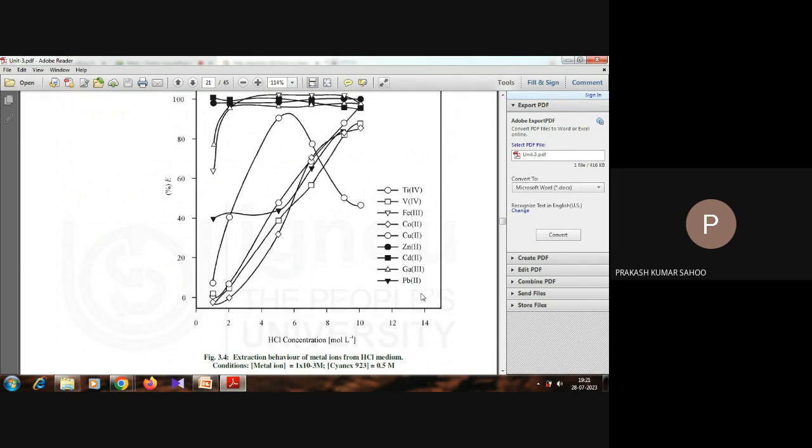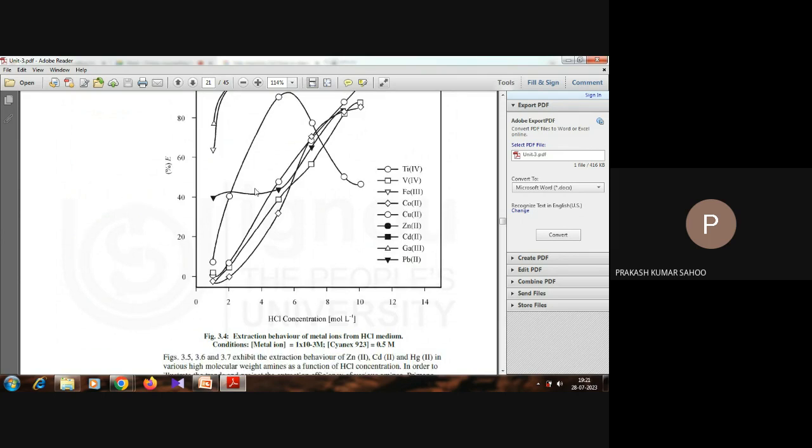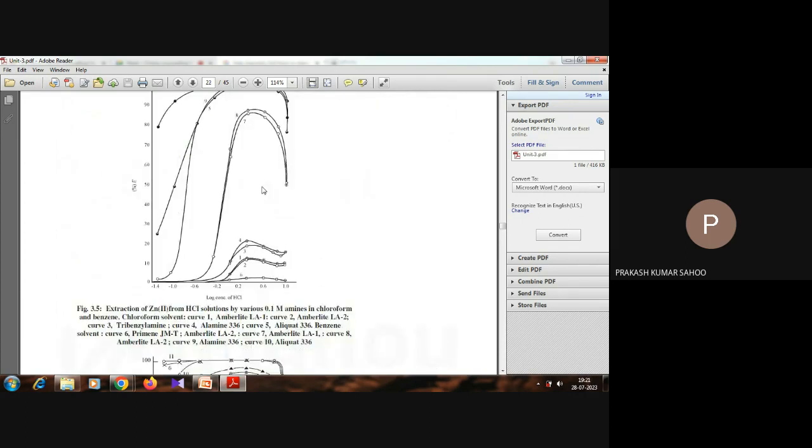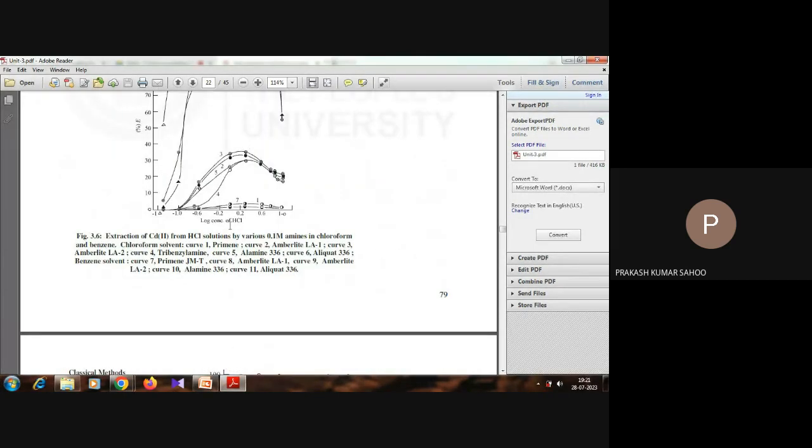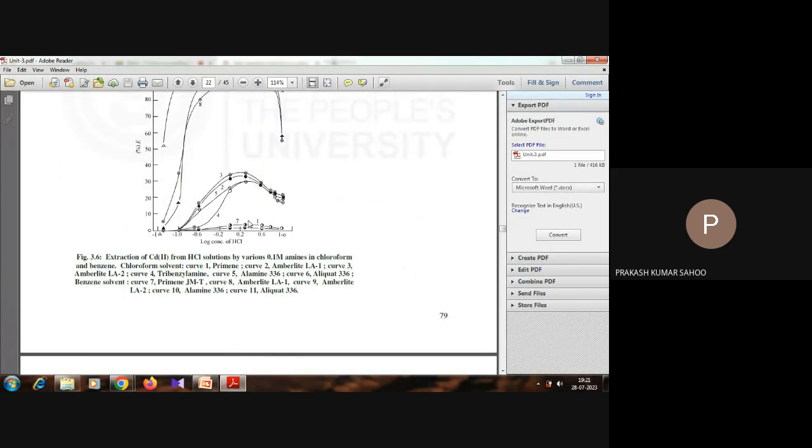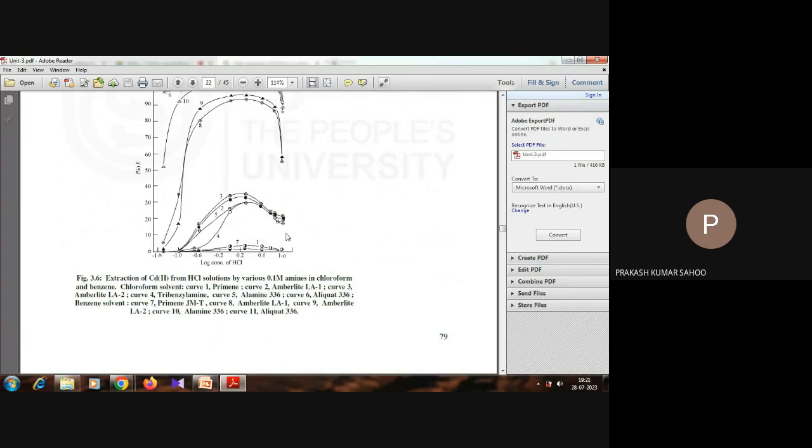So with change in concentration of the acid, how the efficiency changes, this graph highlights. Then it is the logarithm of concentration of HCl with percentage of E, logarithm of concentration of HCl with percentage E of different extracts.